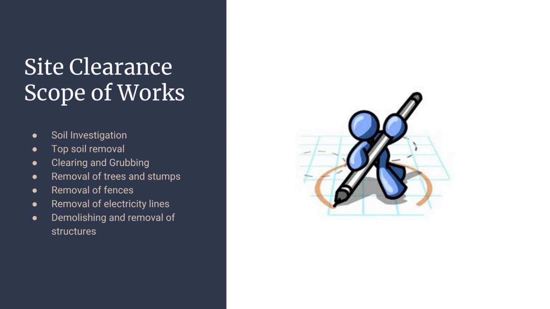Soil investigation is an integral first step of civil works to determine the soil type, among other soil conditions. Site clearance can then commence, and in the given project, items to be removed included topsoil to a maximum depth of 300 millimeters, trees, fences, electricity lines, and stormwater pipes and channels.